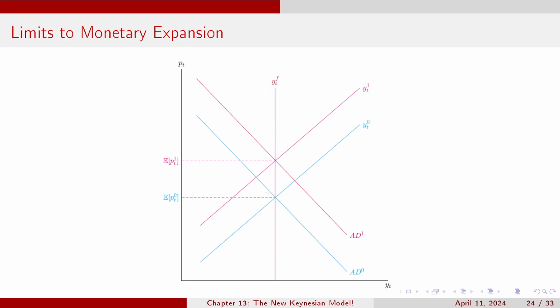So we initially start out at expected price level, E PT0. That expected price level occurs when YTF is equal to AD0 equals YT0. Aggregate demand equals short-run aggregate supply equals long-run aggregate supply. Now, when there's a monetary policy shock, aggregate demand shifts out. This is where we would start out, right?